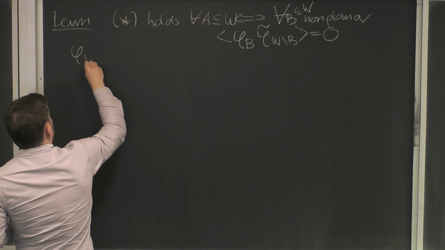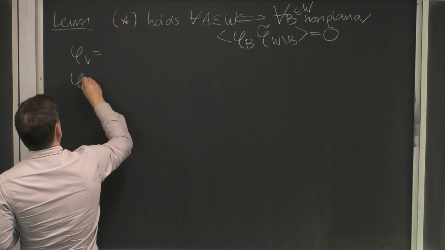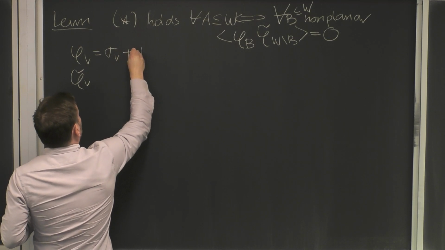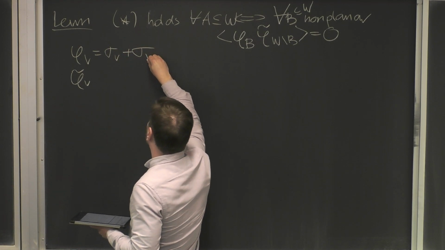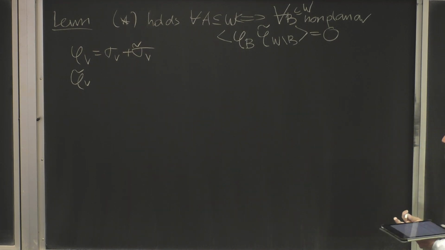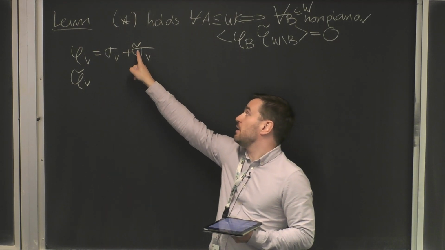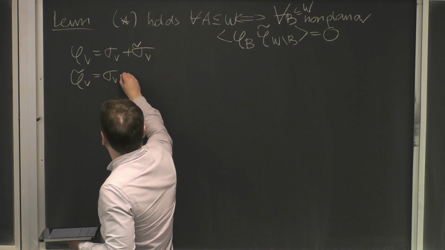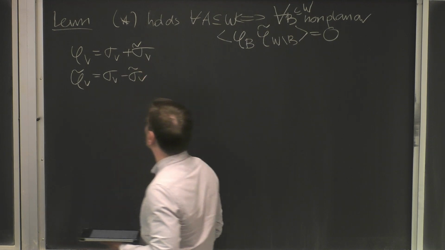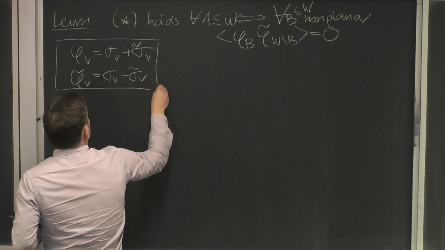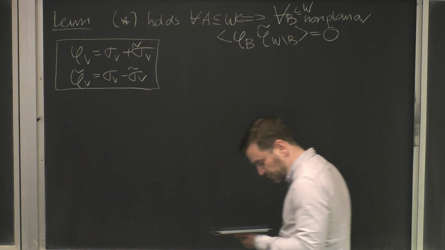First of all, these variables phi are just the sum and difference of sigma. This is sigma V plus sigma tilde V, an independent copy of my system. So I take two independent copies, and the other one I denote with a tilde, and this one will be sigma V minus sigma tilde V. So this is in statistical physics sometimes called the Griffiths rotation.